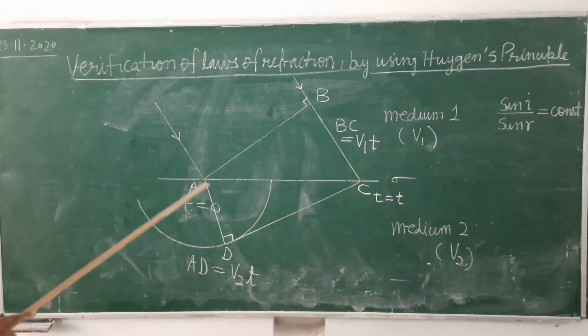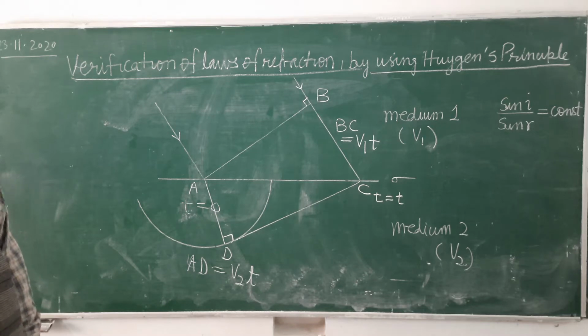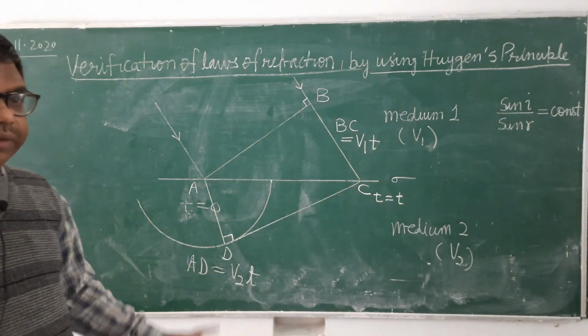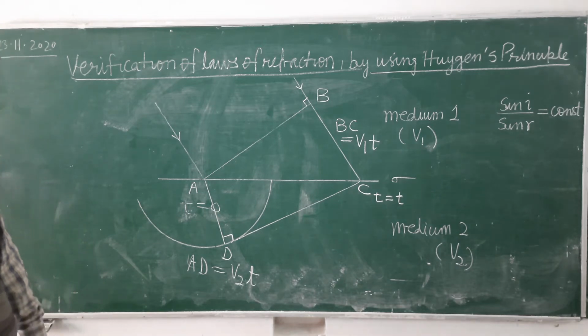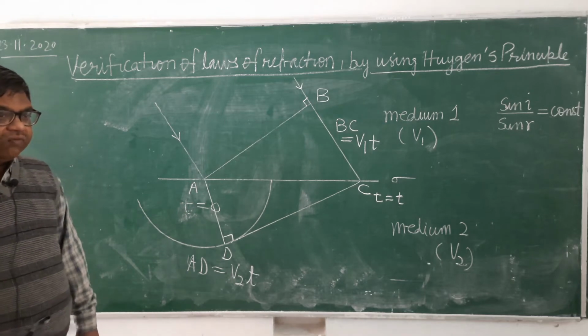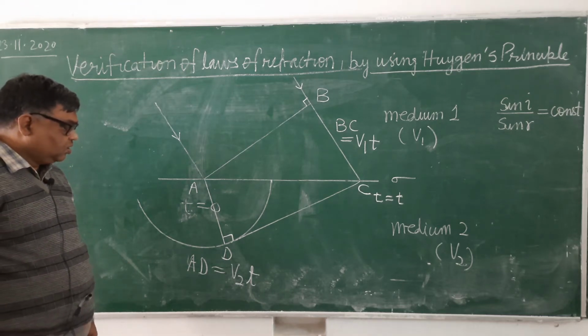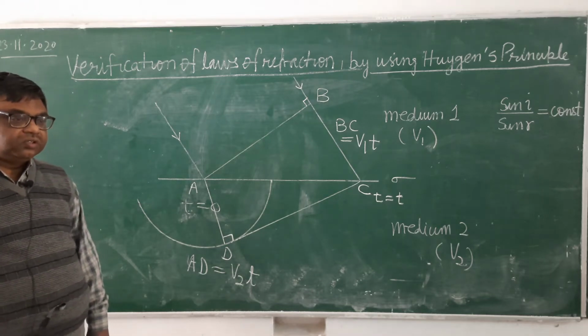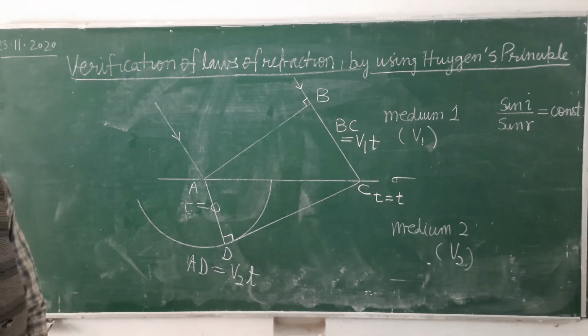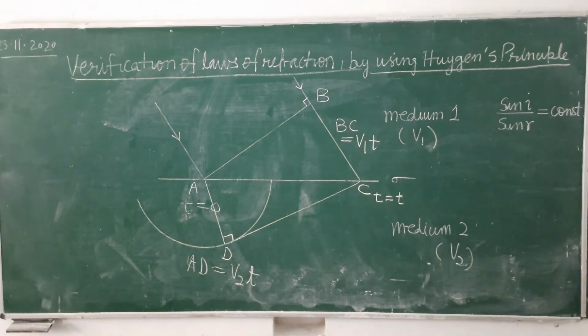Now you write down: secondary waves emitted from point A will grow in a hemisphere of radius V2 into T in the other medium, while those which are emitted from C will be just a point.